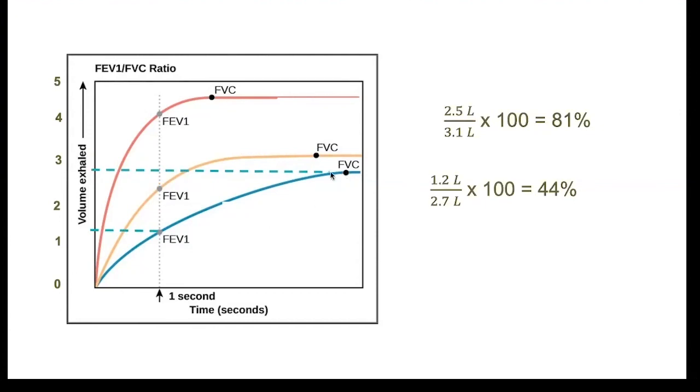The FVC will be approximately 2.7 liters. The FEV1 will be approximately 1.2 liters. If you plug the measurements into the equation, you will get 44%. This is low. In addition, the FVC is low as well. This individual, therefore, will have an obstructive lung disorder.